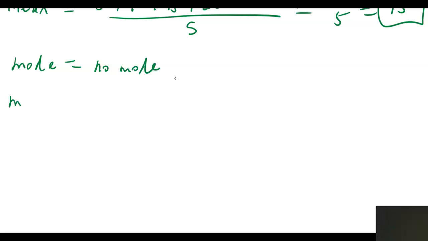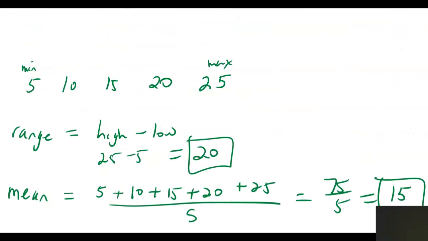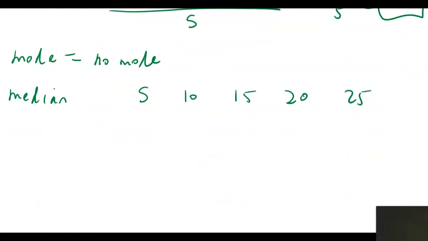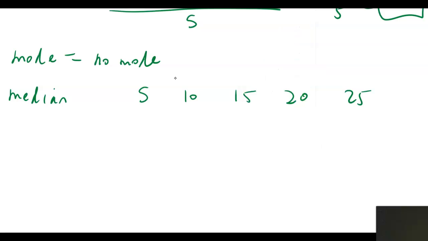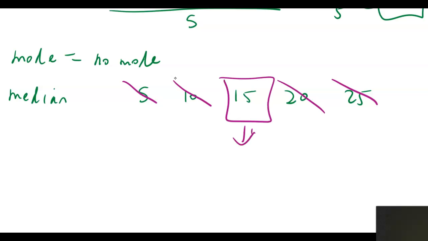We want to find the median, which is the middle, and so we have 5, 10, 15, 20, 25. I think that's where we stop. Yeah, so we want to find the middle, start from either end, cross off the data value with its matched pair on the other end. So 5 gets crossed off, 25 gets crossed off. 10 gets crossed off, 20 gets crossed off, which leaves 15 as the median.